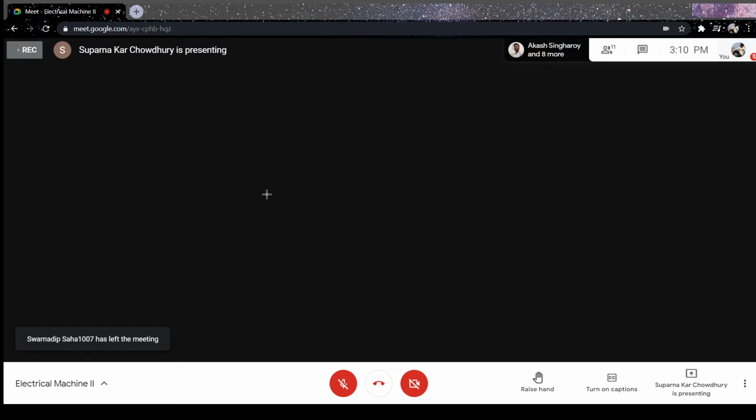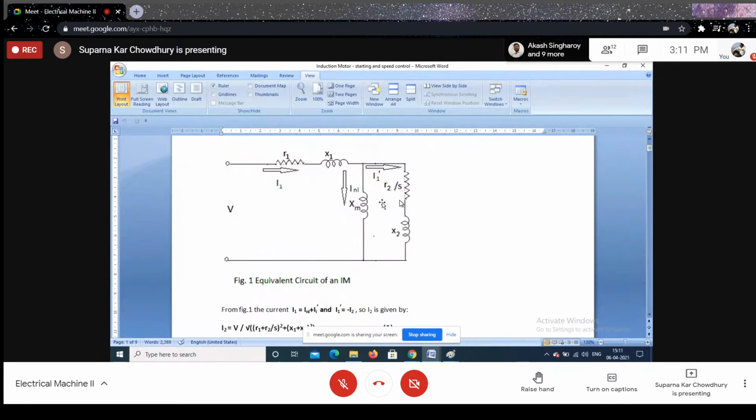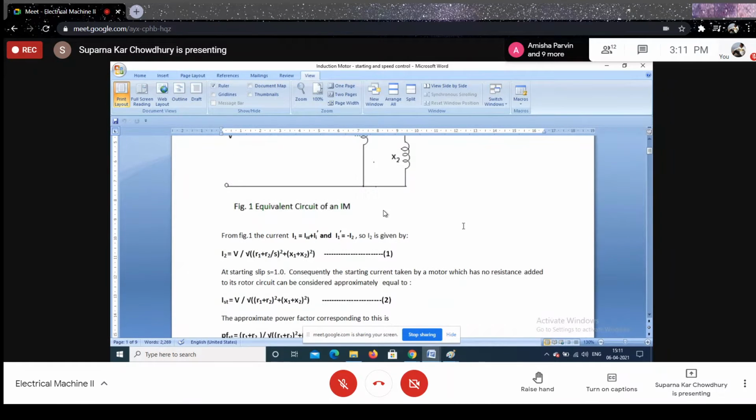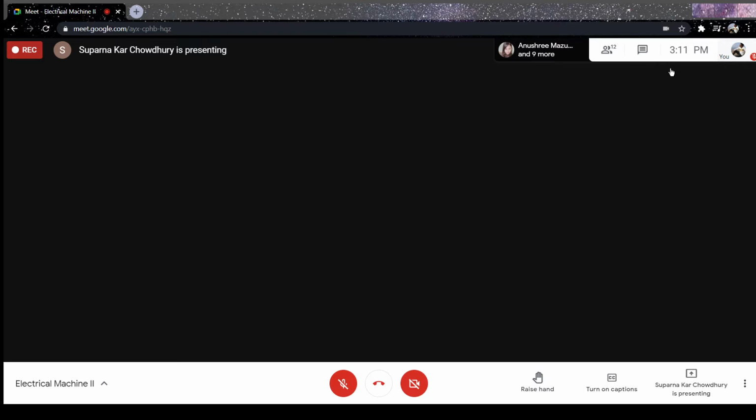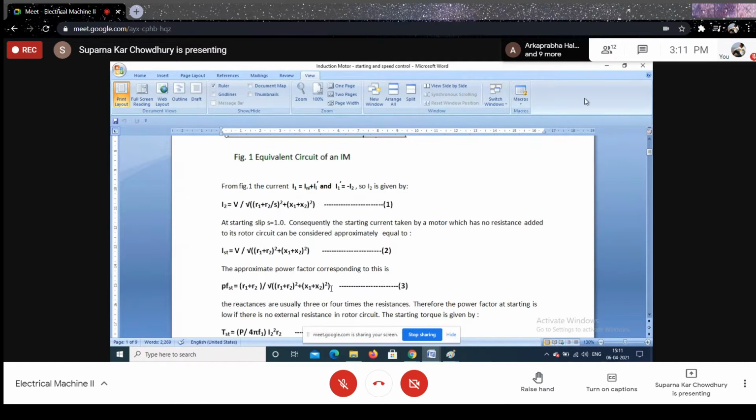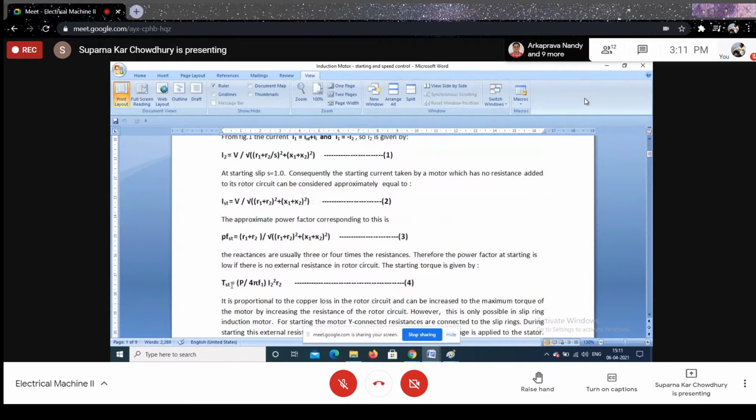So power factor at starting will be, it is a short circuited circuit, so this is the total resistance R1 plus R2, S is 1, and X1 plus X2 is the reactance. This branch has been neglected in this expression because that current is small compared to the other one. So power factor will be R1 plus R2 divided by root over of (R1 plus R2) square plus (X1 plus X2) square.